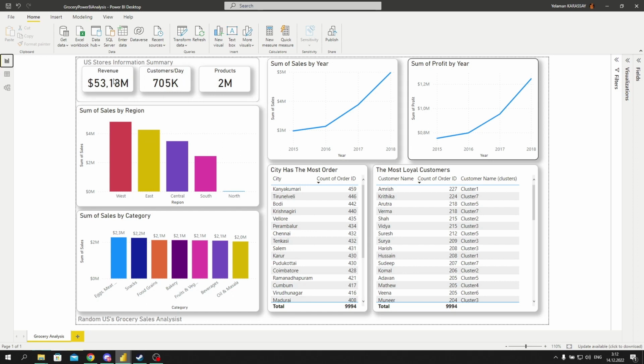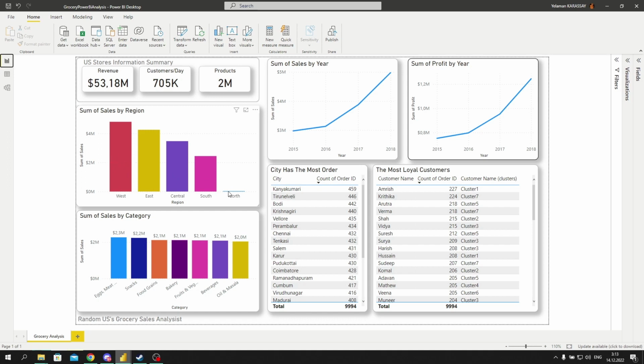Here, the first data in the top left corner, we have the US store information summary in general. There is revenue of the different stores, and the revenue of those stores is around $53.2 million in general. There are daily 700,000 customers and over 2 million products. Here we have different sums of the sales by region, around 20 millions, and here we divided it into 5 different regions, 5 different clusters also: west, east, central, south, and north.